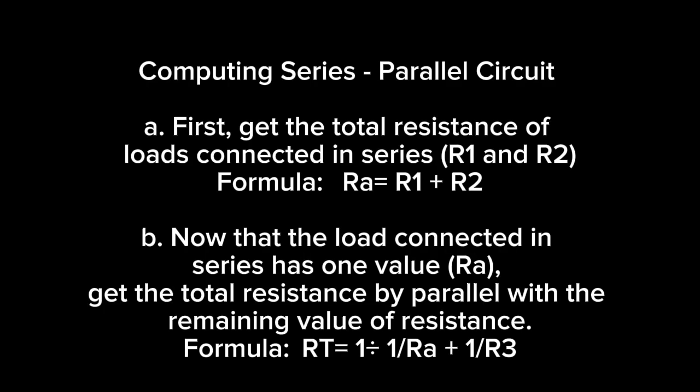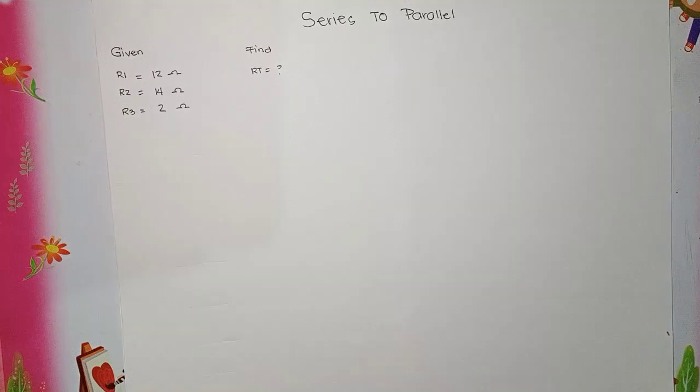In computing series to parallel circuit, first get the total resistance of loads connected in series, or the R1 and R2. So the formula in getting the total resistance of loads connected in series is RA is equal to R1 plus R2. Now that the loads connected in series have one value, or the RA, get the total resistance by parallel with the remaining value of resistance. So the formula in getting the total resistance is equal to 1 divided by 1 over RA plus 1 divided by R3.